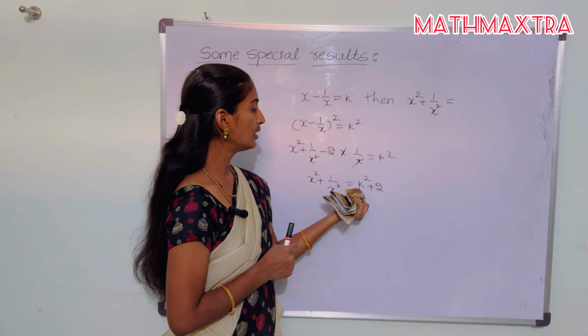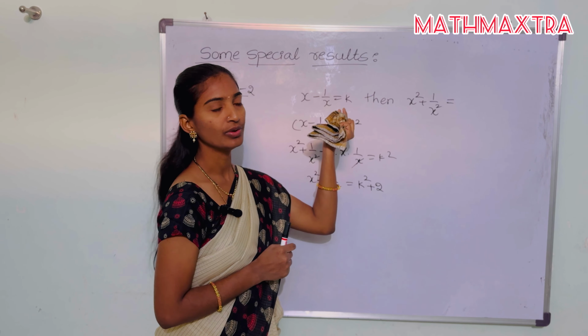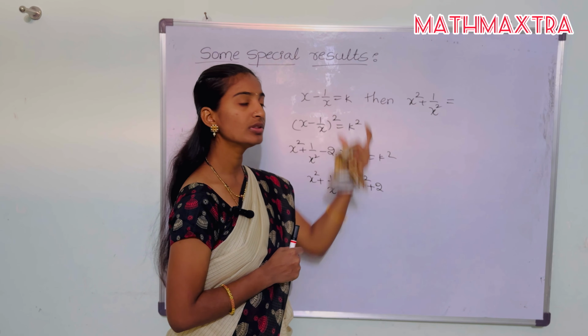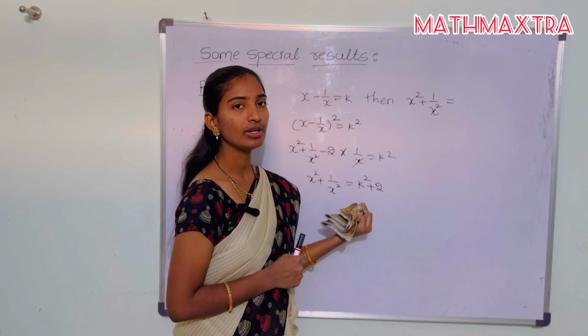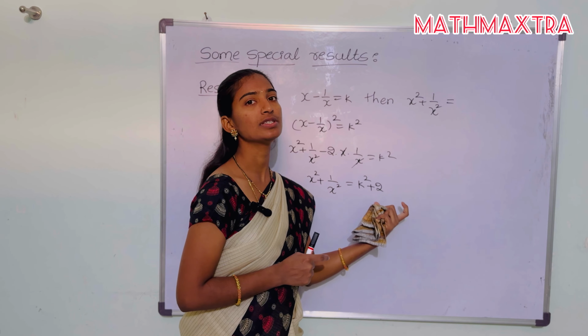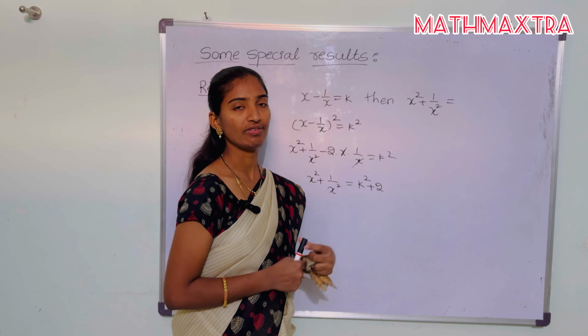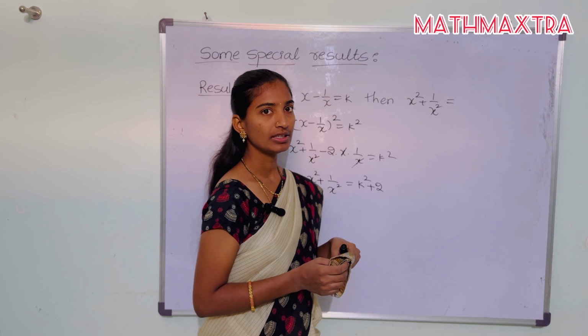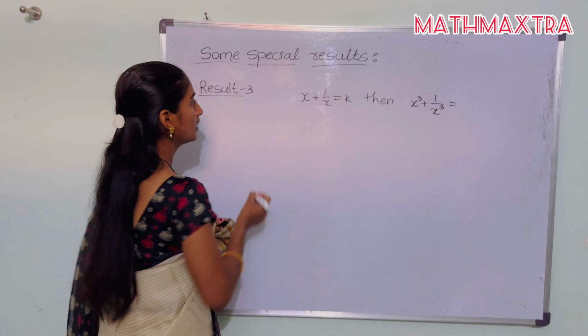If x minus 1 by x is equal to k is given, then if you want to find out x square plus 1 by x square, you should remember this result, which is nothing but k square plus 2. You can substitute in place of k the given value. If x minus 1 by x is equal to 3, then you substitute that 3 in place of k, you will get simply k square plus 2, which is 9 plus 2, 11. Okay, so in that way we can calculate. This is the result 2.